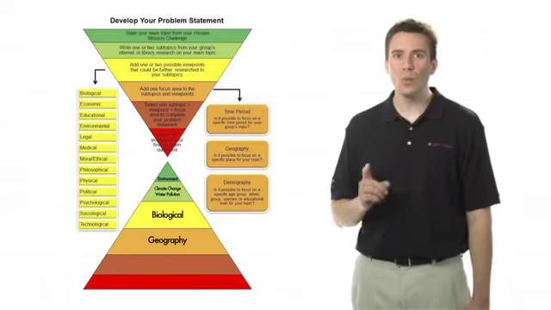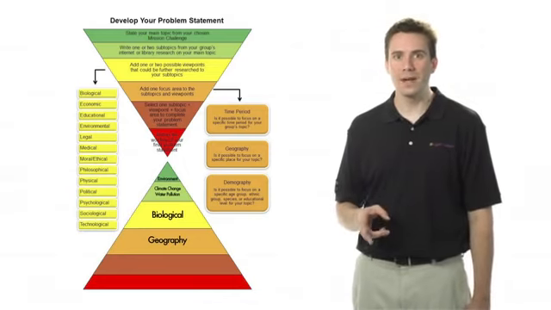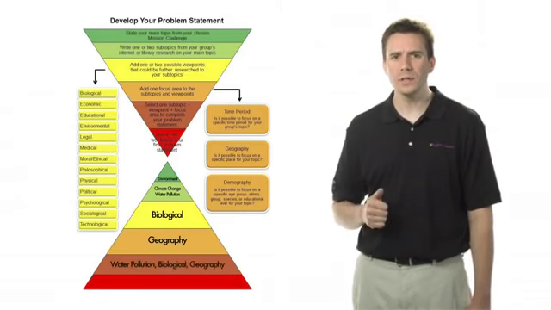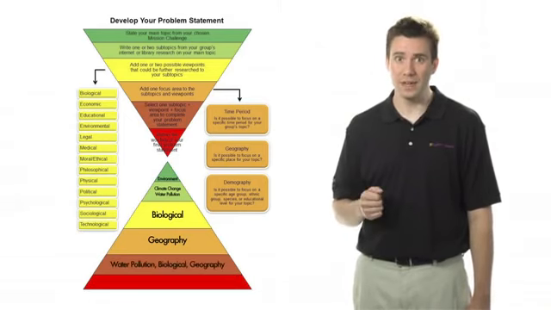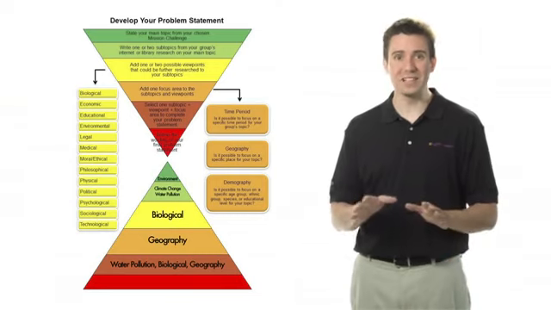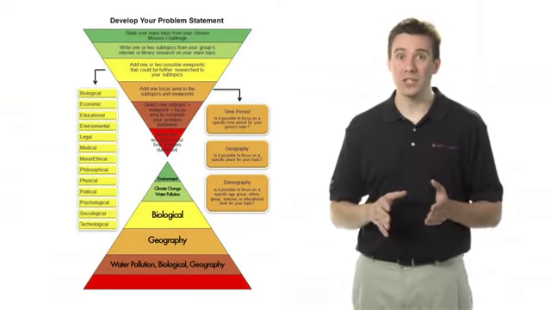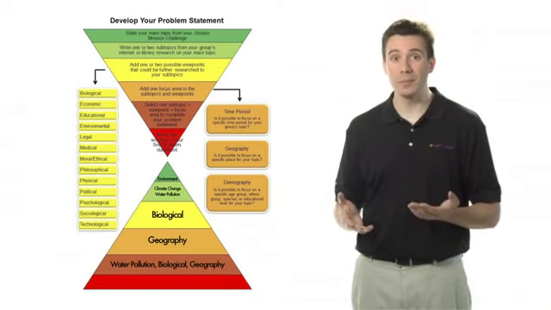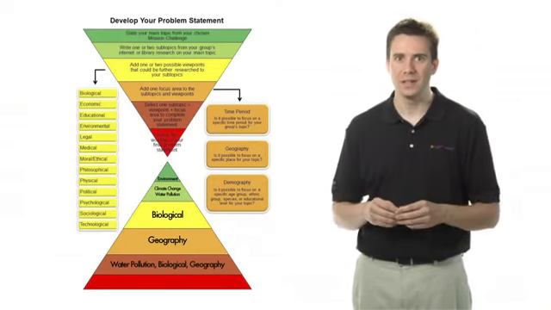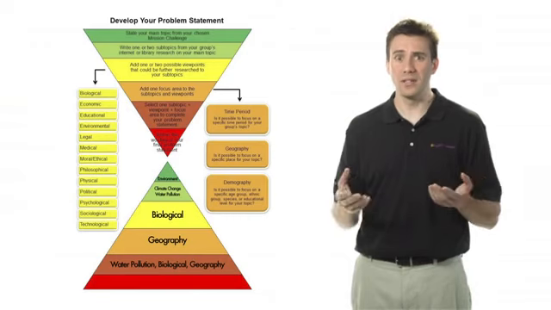Here, we're selecting 1 subtopic, 1 viewpoint, and 1 focus. So I'm going to choose water pollution, biological, and geography. All right, now last one. Now we need to reword the selections from the section above in order to write a problem statement that actually makes some sense. Just those 3 words aren't going to do it.